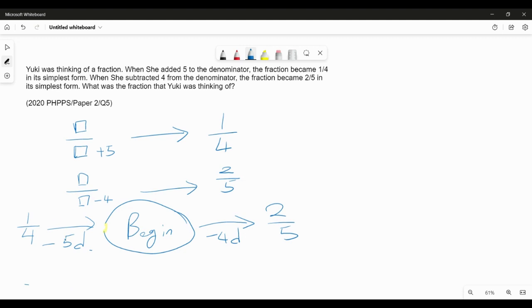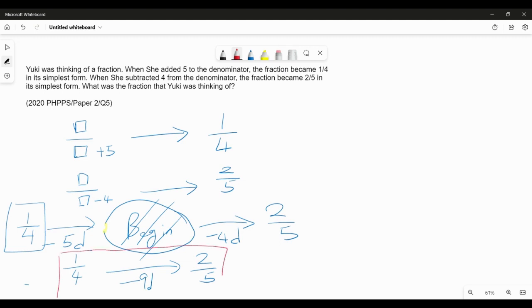So if I take this out, am I right to say I will only have this? 1/4, and I minus 9 from the denominator, I will get 2/5. Am I right to say this? I think this is the key to solving this using the ratio method. If you're not able to see this, you cannot solve it using the ratio method. So now let's try ratio.